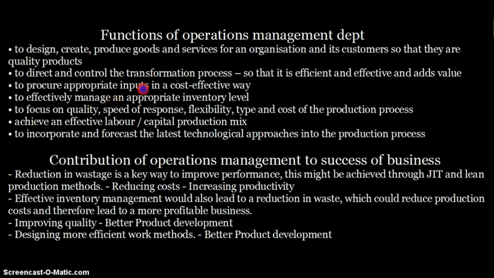To procure appropriate inputs in a cost effective way. So you want to save your cost as much as possible, and adjust your inputs in such a way that you use the least amount of cost to get the best amount of output. We just said that it's all about converting your inputs into outputs at the best ratio possible, so you have to use the most cost effective way when you are adjusting your inputs. To effectively manage an appropriate inventory level. Inventory level is also an important part of operations management. Sometimes it is argued that it is the most important part, better than making quality products, the transformation process, or being efficient.